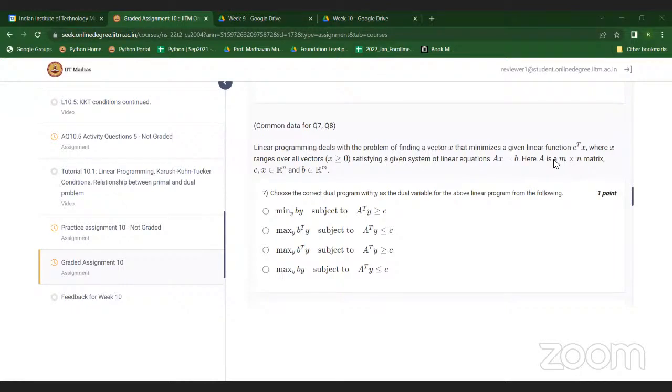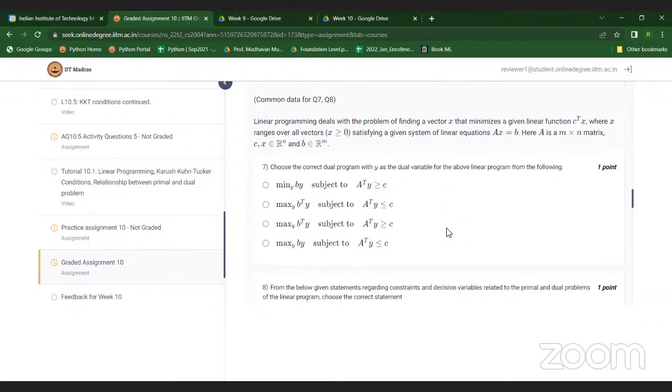So what they're trying to say is that we have this objective function, C transpose x, and our conditions are that x is greater than or equal to 0, and Ax equals b. What they're asking you to do is convert this primal problem into the dual problem with y as the dual variable, instead of x. Any other questions?